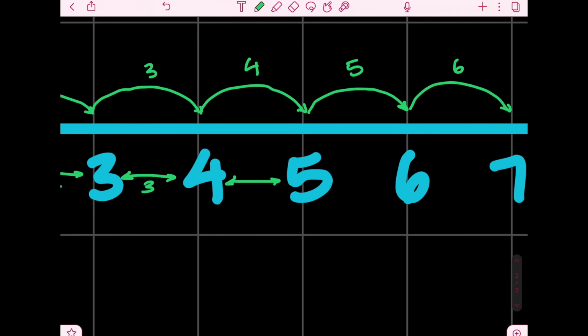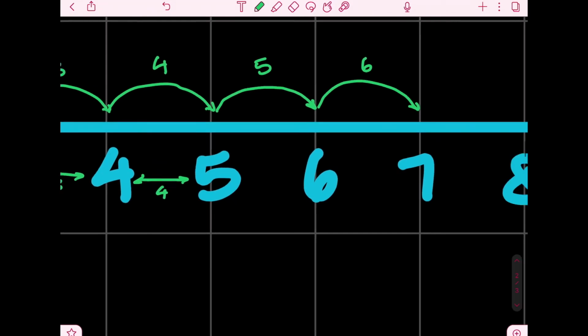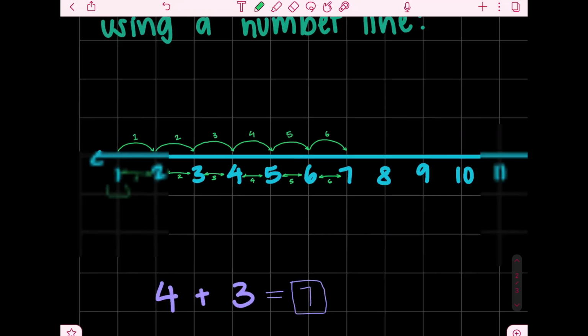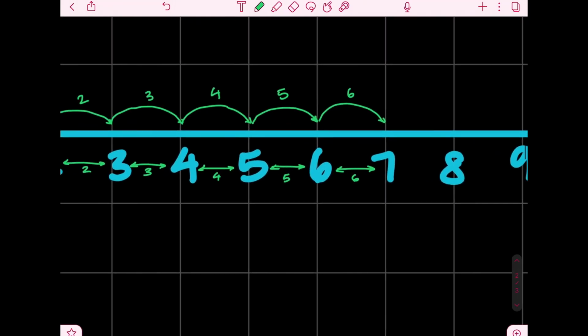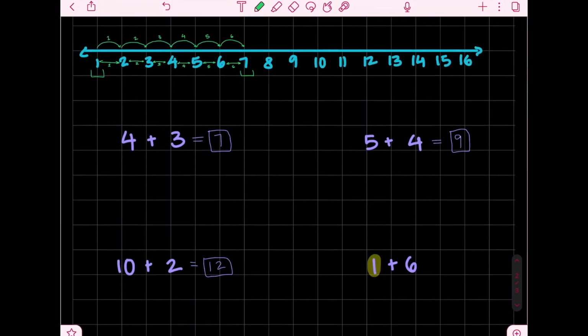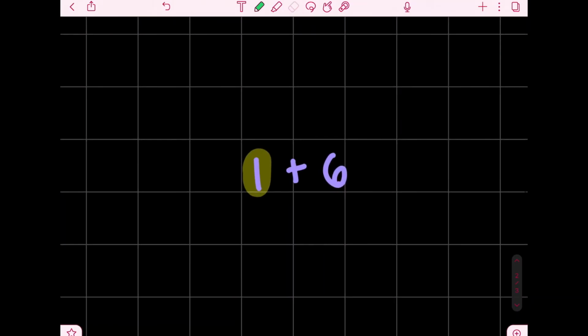Let's continue on. This is our fourth space we have. And this is our fifth space we have. And finally, this is the sixth space that we have in total. So now let's look at where we have ended up. We have ended up at the number 7, which means that our answer to this problem is going to be 7.